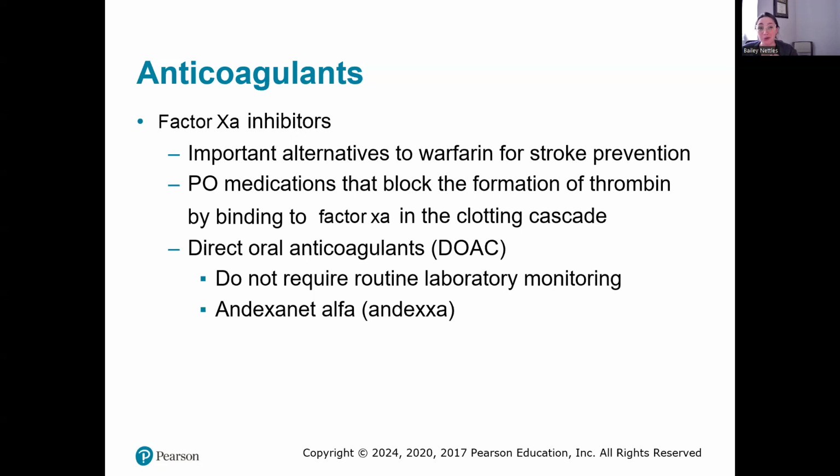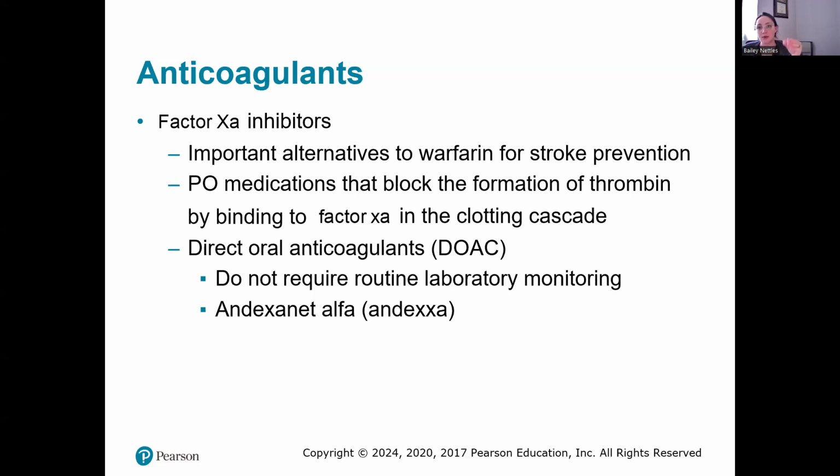Okay, this is a brand new drug. It's very, very new. Okay, like maybe the last year or two. So it's new, but it does have an antidote. So we have an antidote for heparin, which is protamine. We have an antidote for warfarin, which is your vitamin K, and we have an antidote for your Eliquis, which is this Andexxa. Okay.